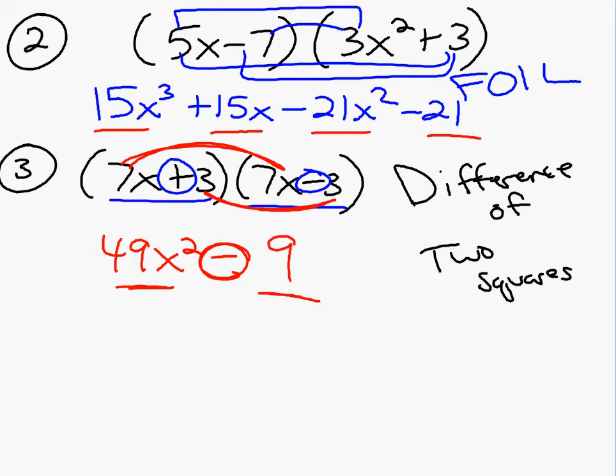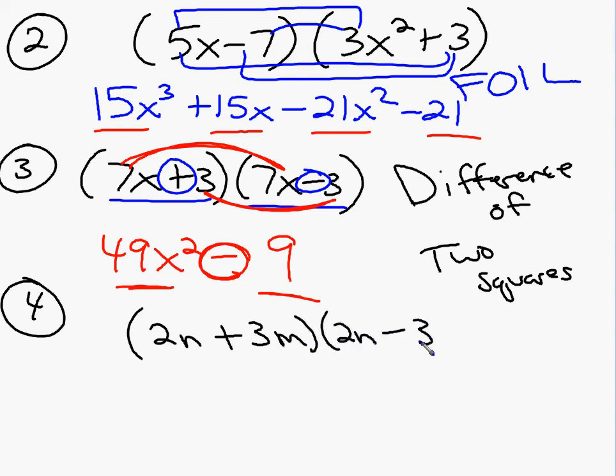Okay? Let's do another one of those because it's very important. If I had 2n plus 3m times 2n minus 3m, I square the 2n, get 4n squared. I square the 3m, get 9m squared, and put a minus between them. That's all I have to do.